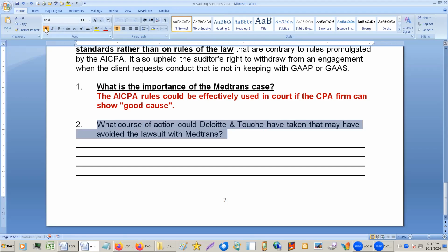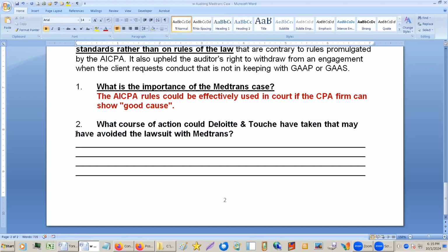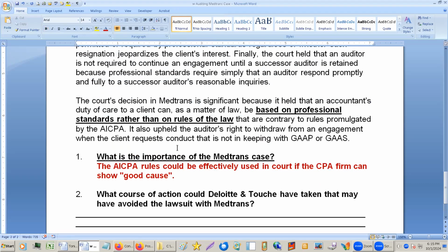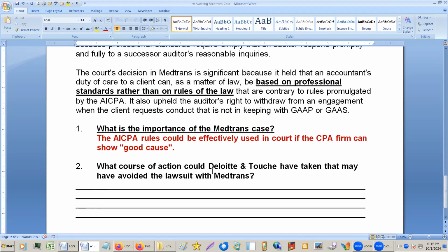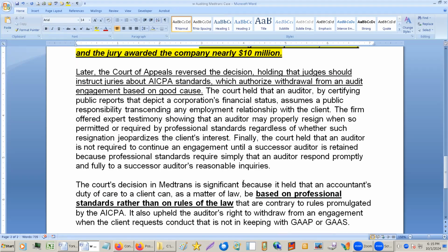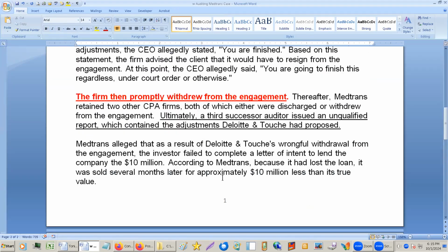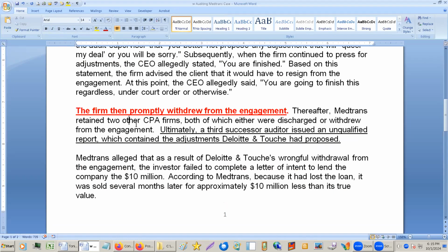Now number two, though, this one is... as happy as I am about the outcome of this case and how important it is. What course of action could Deloitte and Touche have taken to have avoided the lawsuit in the Medtrans case? Okay, so what could they have done differently? We know what they actually did do. They withdrew from the audit. What could they have done that would have maybe been a better decision?